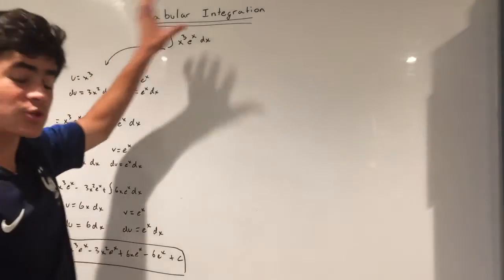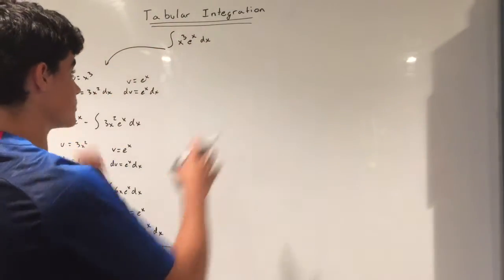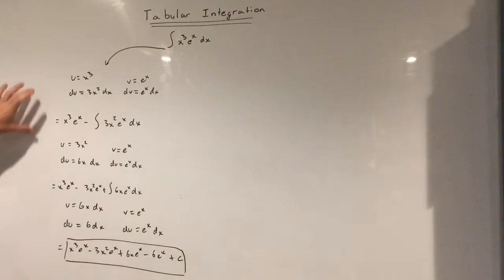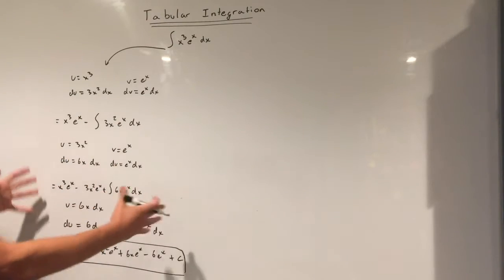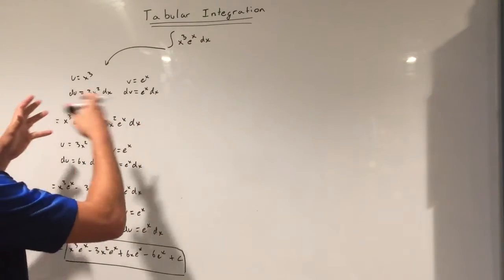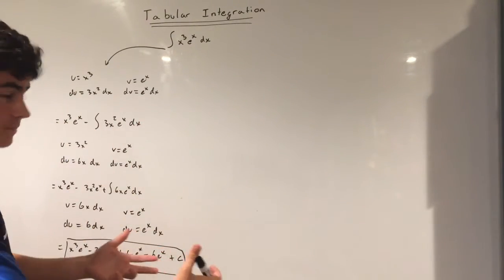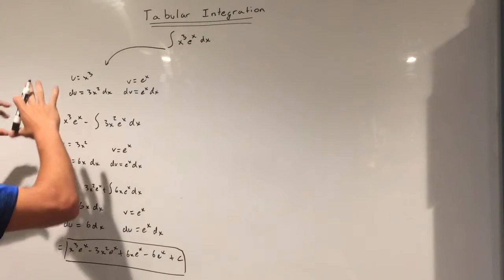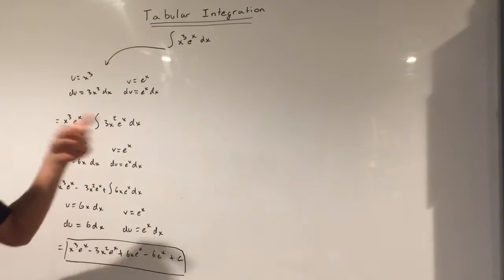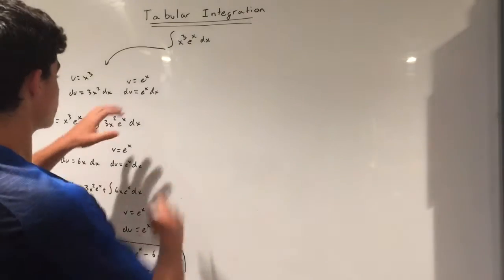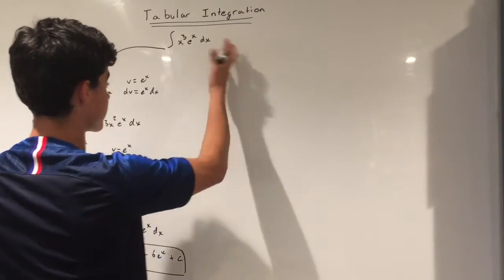Now where tabular integration really comes in and makes it a whole lot easier is when we have to take multiple integrations by parts. Writing this whole thing out, as we will soon see, is very descriptive at first and very good to learn when you learn how to integrate. But over time, you start picking things up a little quicker. So when you go into tabular integration, you look at this and you're like, okay.